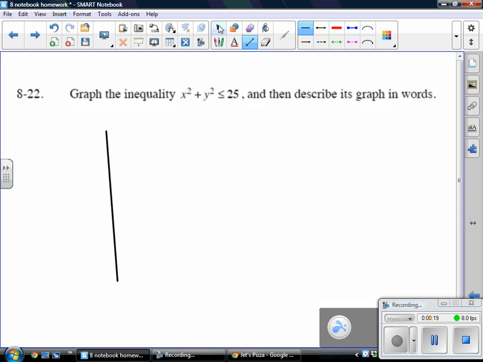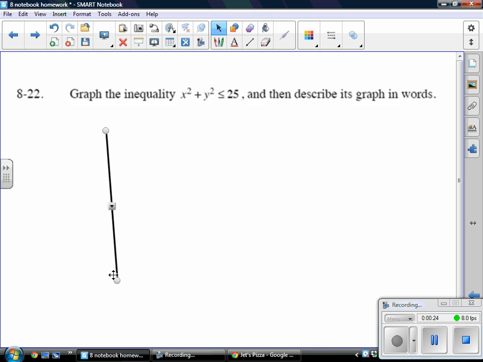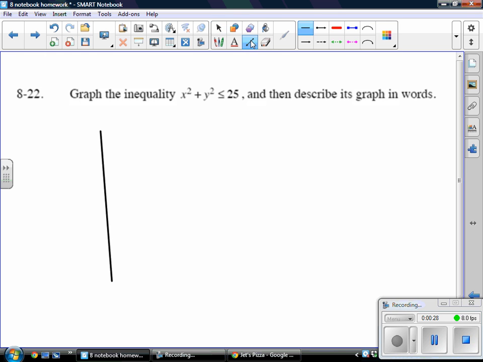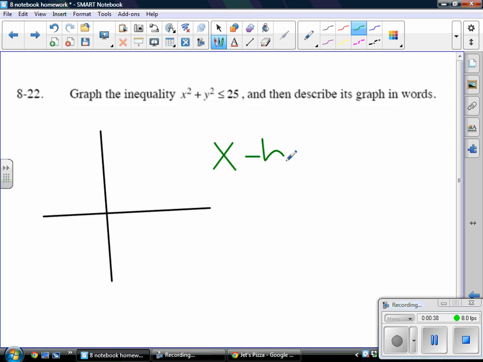We should know that this is going to be some sort of shape. We have the x squared and the y squared going on, so that's going to tell me that it's a circle. Okay? We're going to go with that graph right now. Typically, the equation of a circle is (x minus h) squared plus (y minus k) squared equals the radius squared.